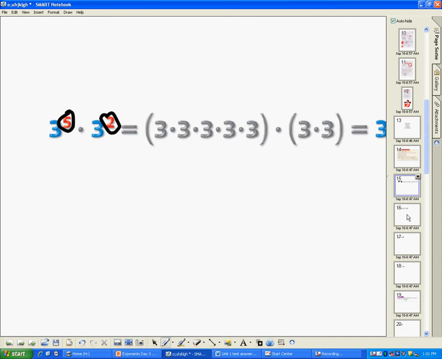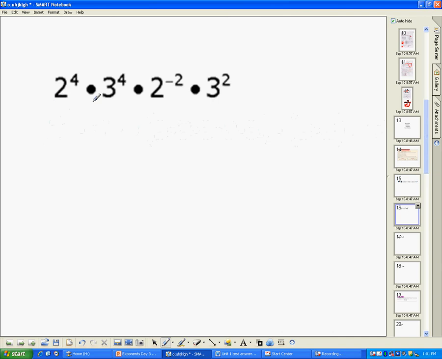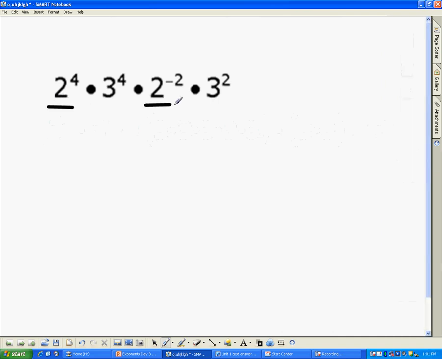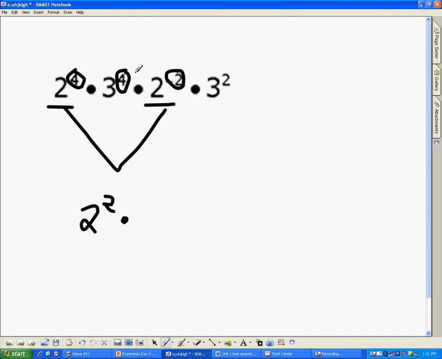So on this example here, I can look at these powers, and it only works for numbers that are the same base. So I've got 2 to the power of 4 times 2 to the power of negative 2. Well, 4 plus negative 2 is positive 2. So this all simplifies to 2 to the power of 2. But then I've got my base of 3. 3 to the power of 4 times 3 to the power of 2. 4 plus 2 is 6. So this simplifies to 3 to the power of 6.